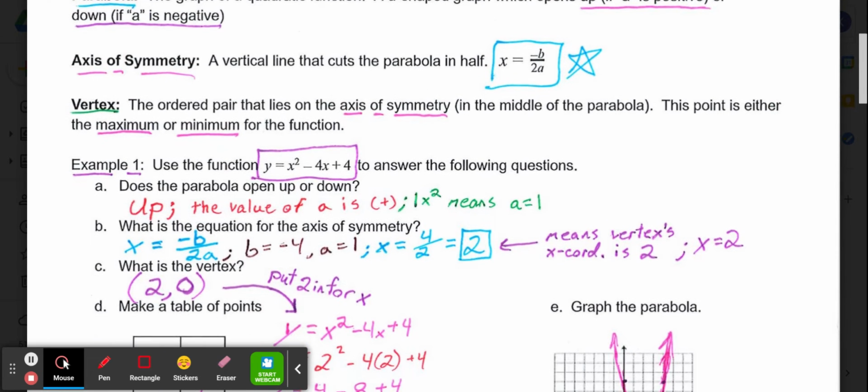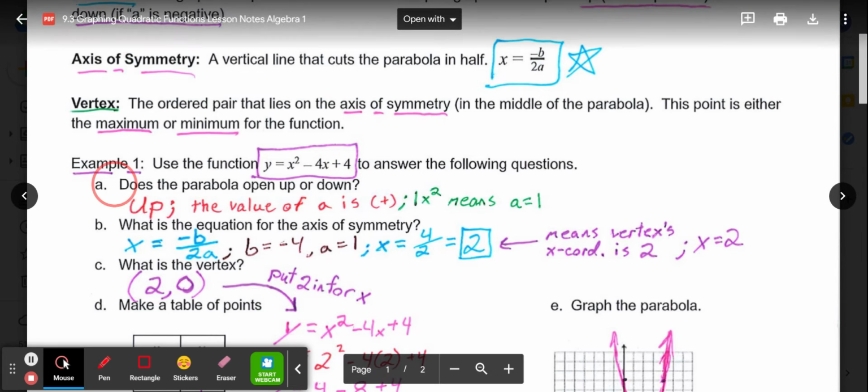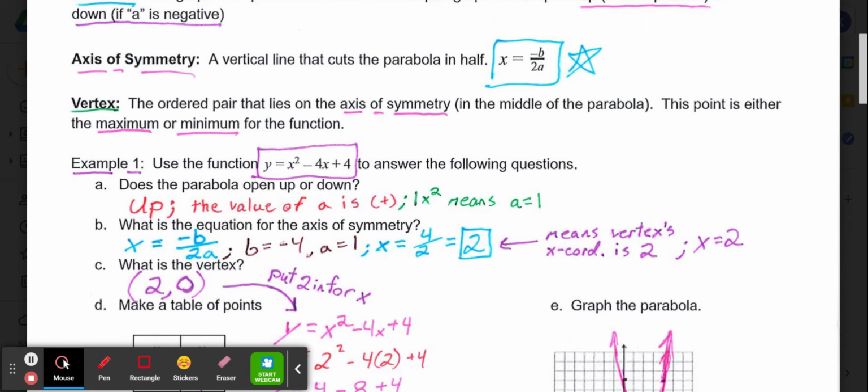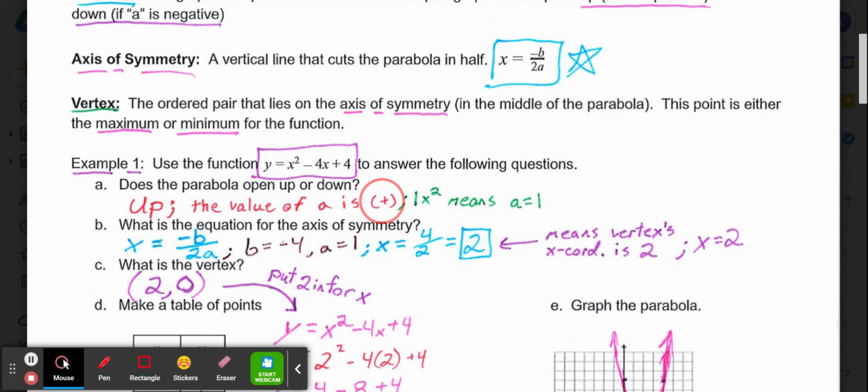So first off, example 1 says use the function y equals x squared minus 4x plus 4 to answer the following questions. So right away, it's just asking, does the parabola open up or down? So what we care about is a. So what's in front of the x squared? And in this case, it would just be the number 1, because there is nothing in front of x squared, so it would be 1x squared. So because a is positive, it's not a negative in front, our parabola opens up. Anytime a is positive, it opens up. If it was negative, it would open down.